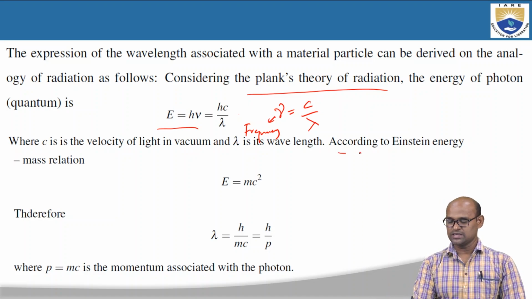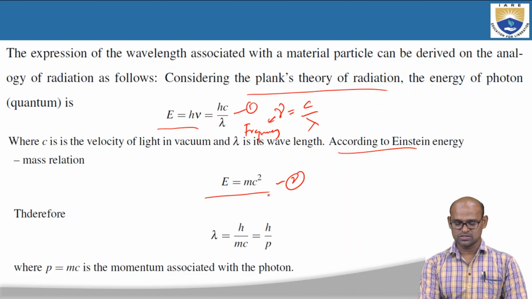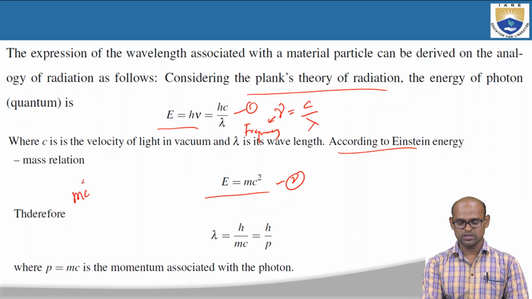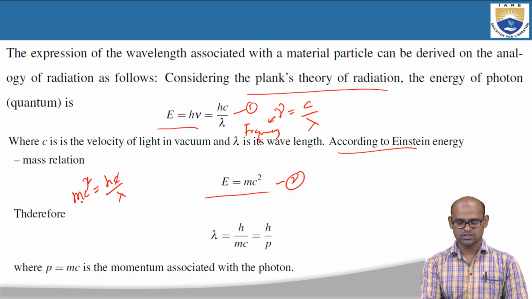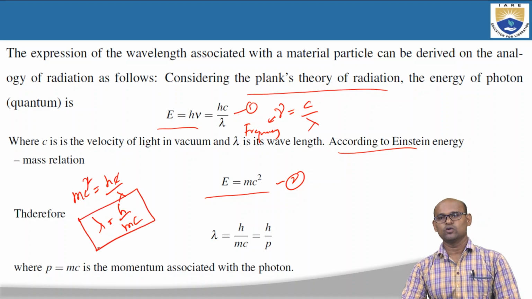Now, using Einstein's energy-mass relation, we know that E is equal to mc square. So this is equation 1 and this is equation 2. By equating these two equations, both of which are for energy, we get lambda is equal to h by m into c. This is the wavelength associated with a photon.